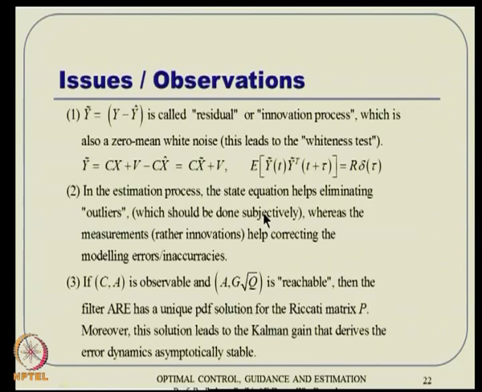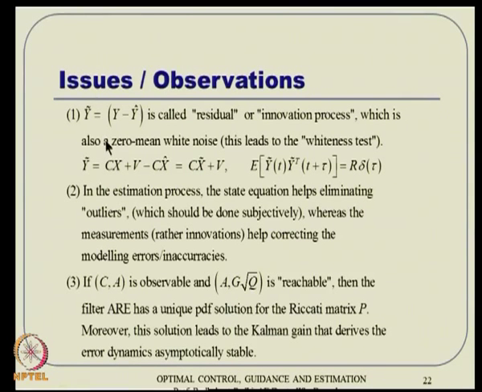Also remember, in the estimation process, the state equation helps in eliminating outliers. That means you propagate the state equation of the filter dynamics and expect some value for y hat. Now, if y turns out to be pretty close to y hat, then the sensor is good, so you can update the values for x hat.